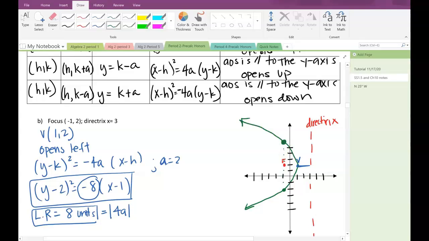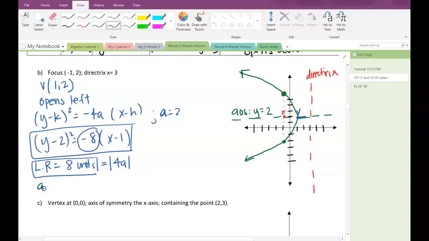Now we will also find, or label, the axis of symmetry. Okay, AOS, which is now y equals 2. y equals 2. Okay, let's write in here. AOS, y equals 2. Box that up.